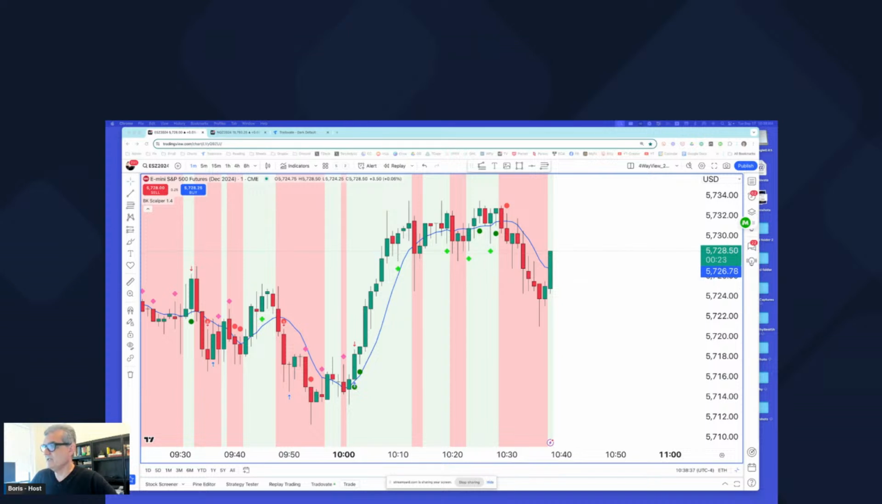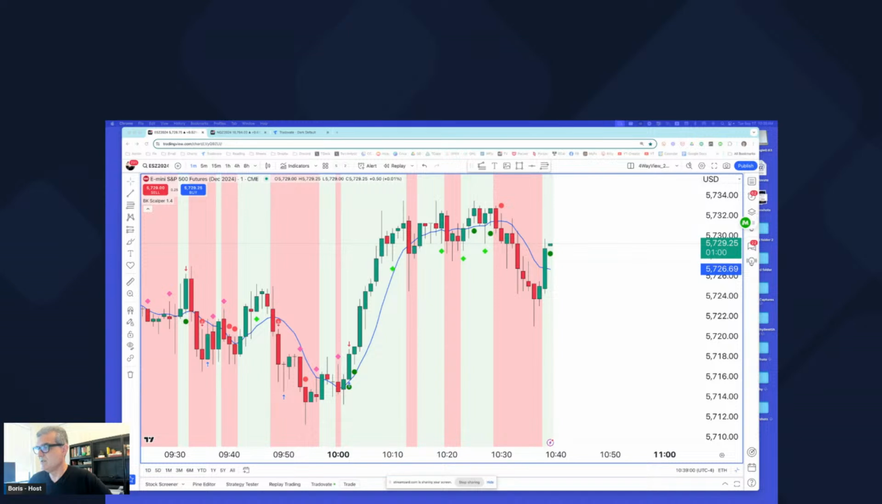Okay, so now we're starting in the green zone, kind of coming back. Let's see what kind of signals we're going to get on the green side. Now we're really starting to pop back up. Now, is this a buy? Is this a one dot buy or no?